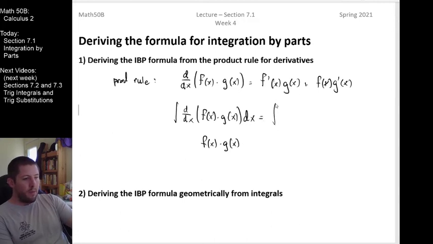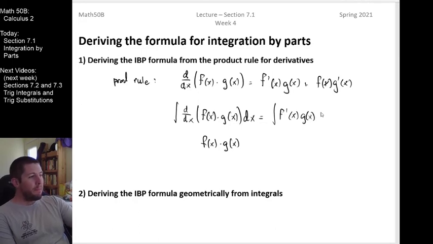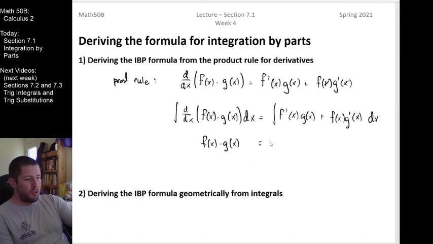On the right-hand side, when I take my integral, let's try that again. f prime of x, g of x. And I'm going to rip this apart now. Okay, I'll write out the whole thing right here. But the point is, since this is an integral of a sum, I'm going to rip this apart into two integrals here. I'm going to write this as f prime of x.